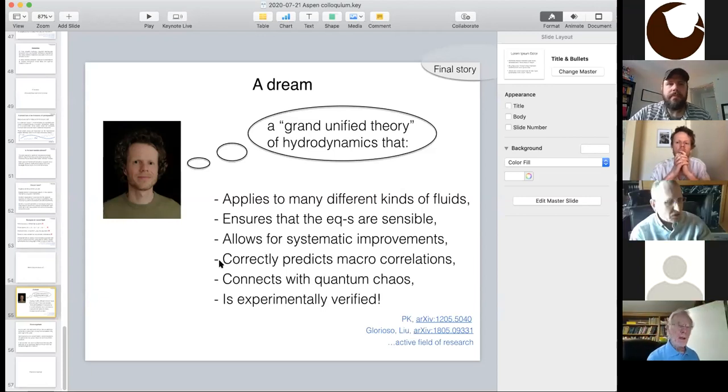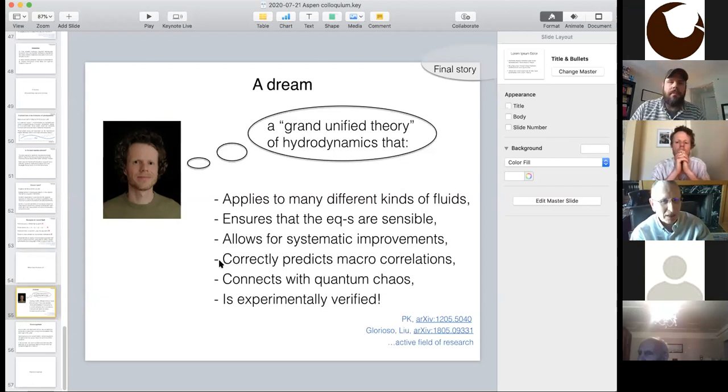Yeah, so one question about the dream. What if the gradient expansion is not analytic? Is that included in your grand unified theory? And a related question, often we have non-convergent series expansions, but we don't care because they're asymptotic. Is that relevant in this context?